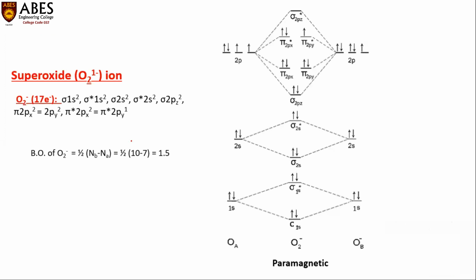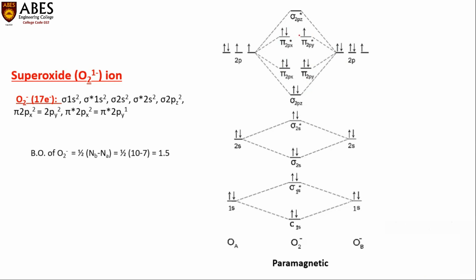Then superoxide, it contains 17 electrons. The 17 electrons will also fill according to the parent molecule, the oxygen molecule. First electrons will fill in the 1s orbital, then in the 2s orbital, and then in the 2p orbital. So here one oxygen atom contains 4 electrons and the other oxygen atom contains 5 electrons. So after filling of the 6 electrons, the 7th electron, 8th electron and the remaining 9th electron will come in the anti-bonding orbital, because pairing of the electrons will take place.